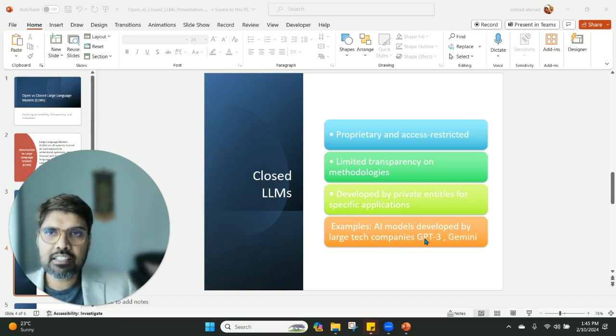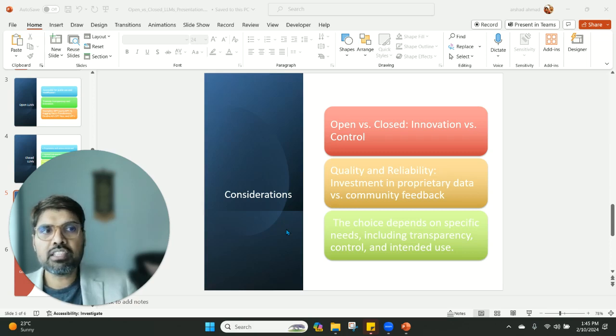Mostly, we access these closed LLMs through API calls. We cannot download the model and we cannot play around with it. We can only use it as an API call, and maybe we need to pay for every ping that we give. So some of the considerations between open and closed are innovation versus control. If you want a lot of innovation, then you have to look around at open models. Quality and reliability is one thing that we have to understand. For open source, like Llama 2, the good thing is that it was open to the public, and there are a lot of variants of Llama 2 that are available.